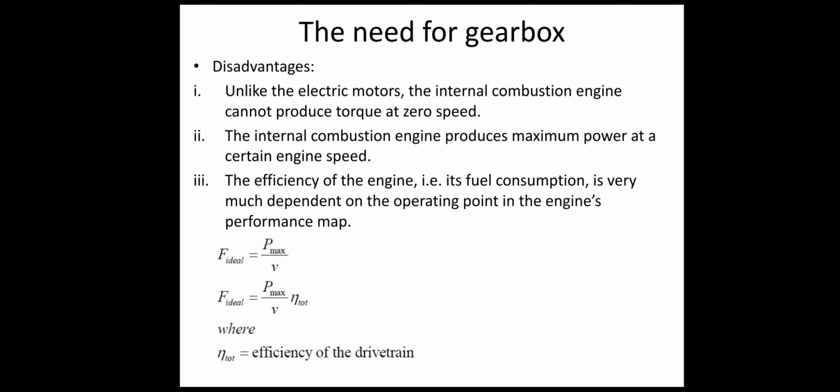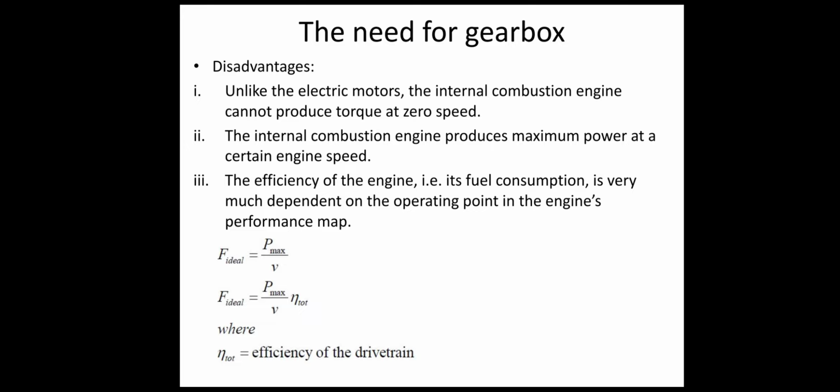With the maximum available engine power, that is P max, and the road speed of the vehicle V, the ideal traction hyperbola F ideal and the effective traction hyperbola F effective can be calculated as follows. F ideal is equal to P max divided by V, and the effective one depends upon the efficiency of the drivetrain. So F effective is equal to P max upon V times eta tot, where eta tot is the efficiency of the drivetrain.